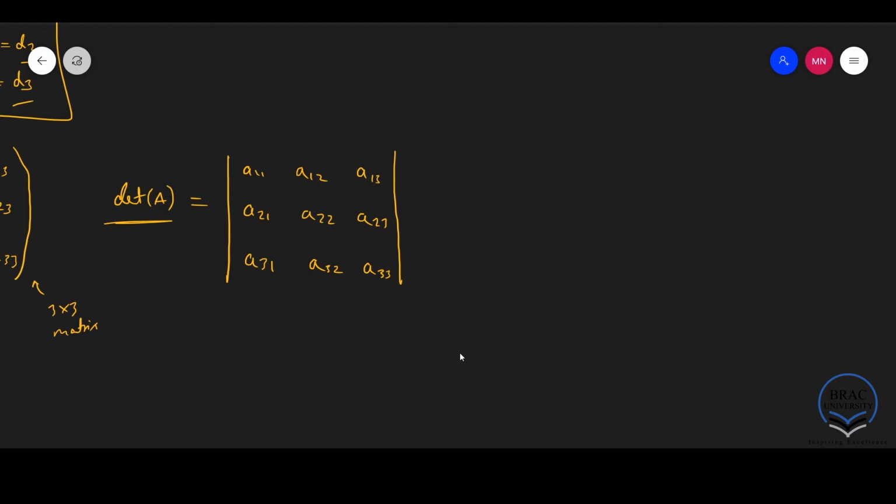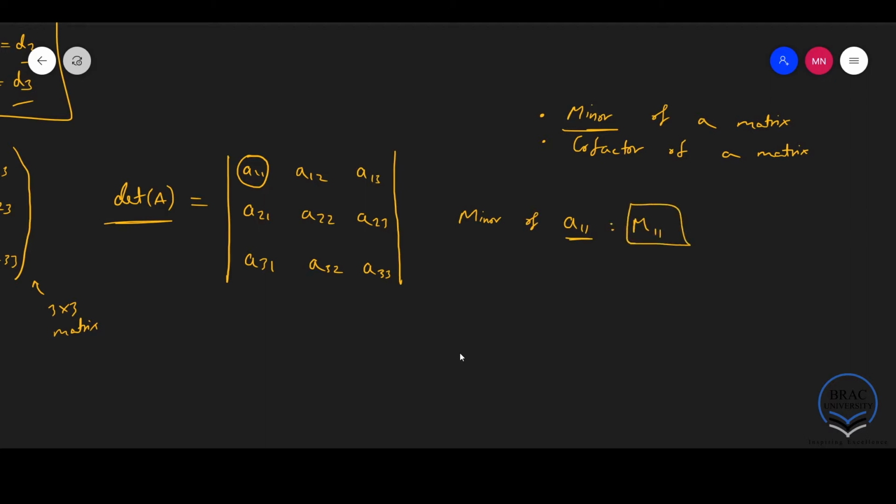Now, in order to evaluate this, first we have to understand what the minor of a matrix is, as well as the cofactor of a matrix, right? So what is the minor of a matrix? Let's say that I'm considering this entry here, the entry A11. Then the minor of the entry A11 can be denoted as M11. We can denote the minor of an entry of a matrix as capital M with the subscript 11.